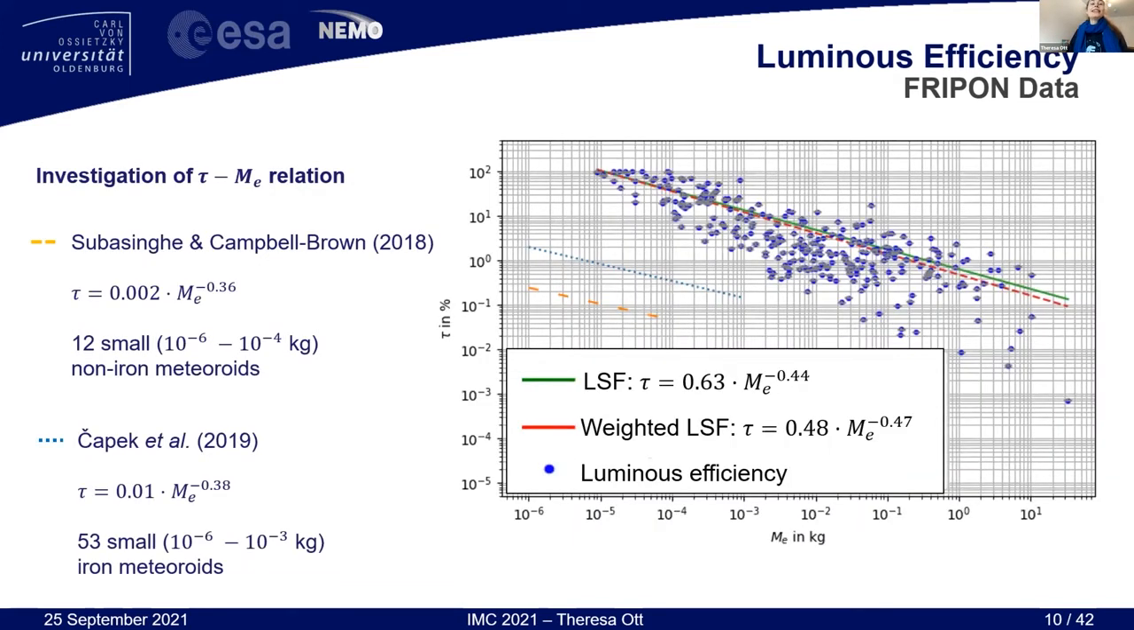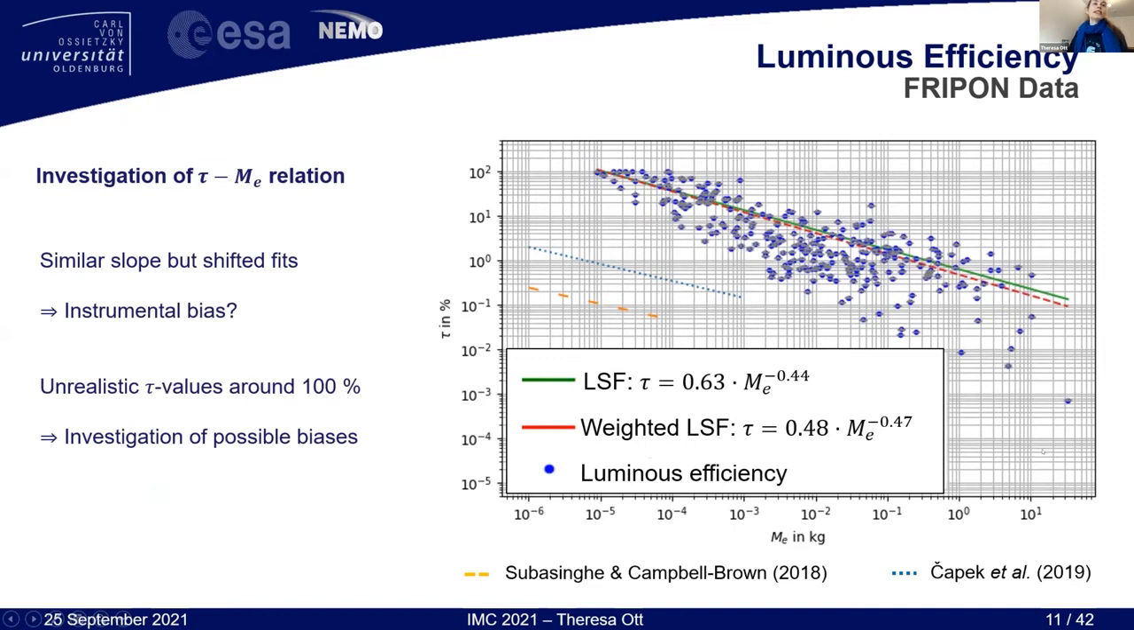If we have a look at the calculated luminous efficiencies, we see that there is actually a dependency on the entry mass of the meteoroid. You can see our values here in blue. These are the blue dots. Other publications have found this relationship as well. Two very recent examples are Supsinger and Campbell-Brown from 2018 and the CARPAC 2019 publication. These are also plotted here. I'm not sure if you can see it. It's the blue and the orange line here.